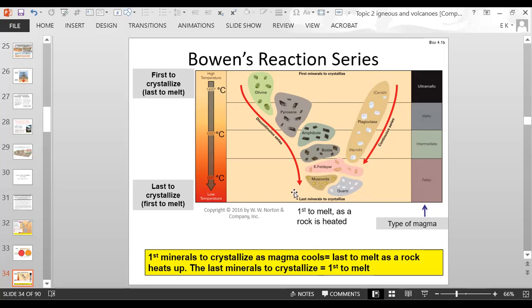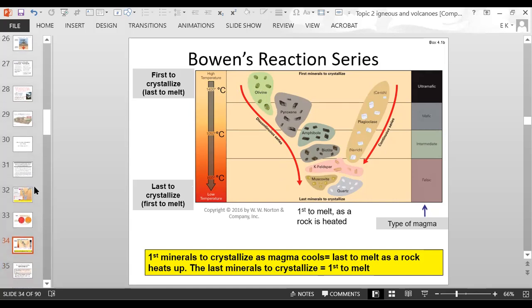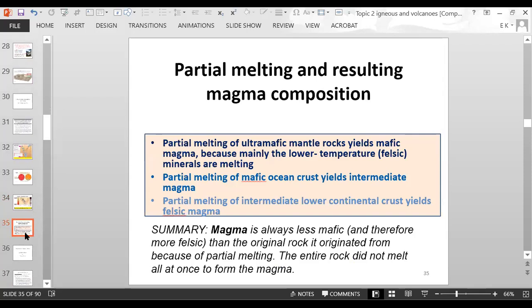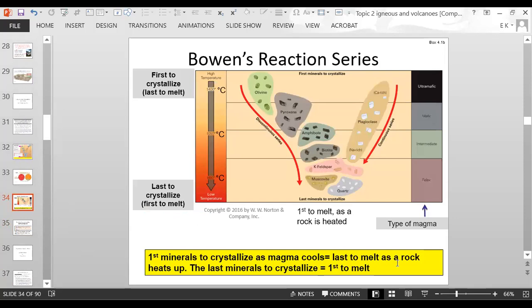Melting a rock as it is heated, or forming crystals as magma cools. And this is what we'll start with in the next lecture. So we're going to end with this.